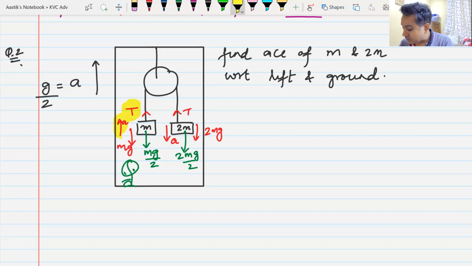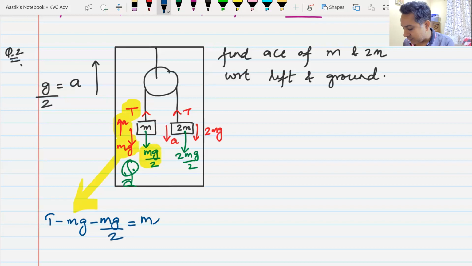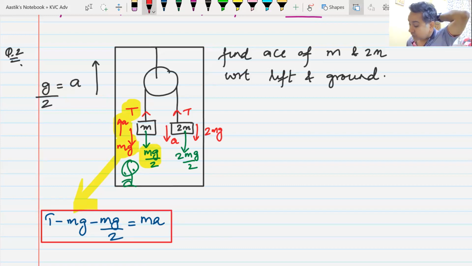Now look at this and tell me the equation for this block. T minus mg minus mg by 2 is equal to ma. Do we understand this? This is the equation from inside the lift for the block of mass m.